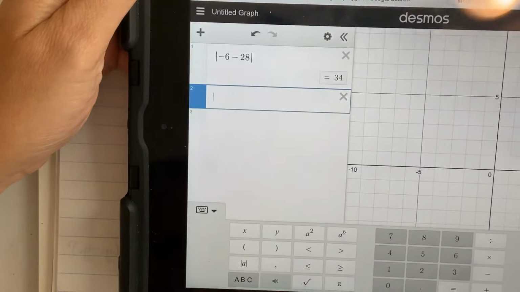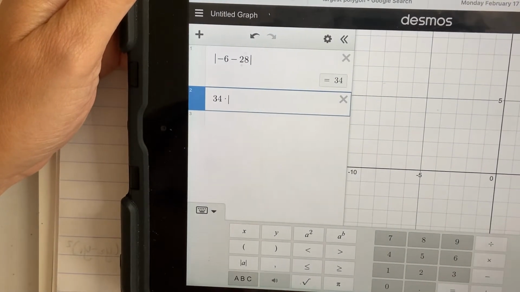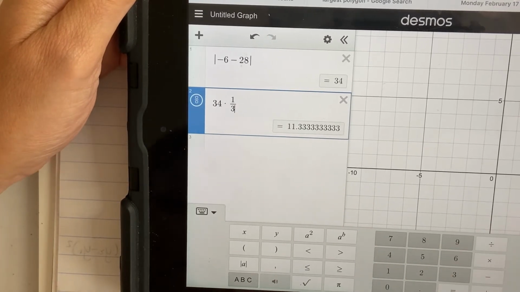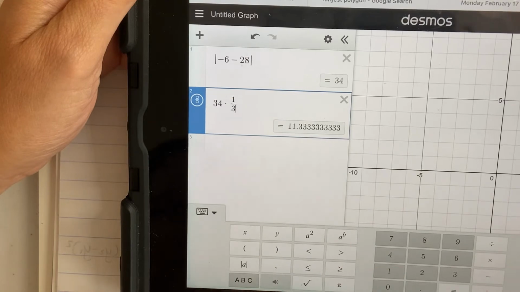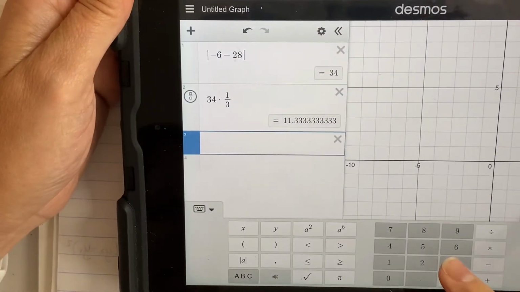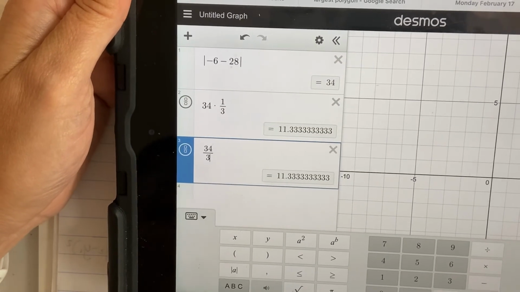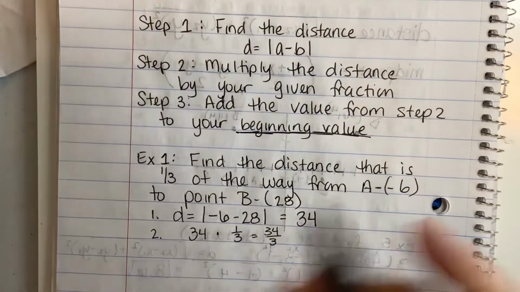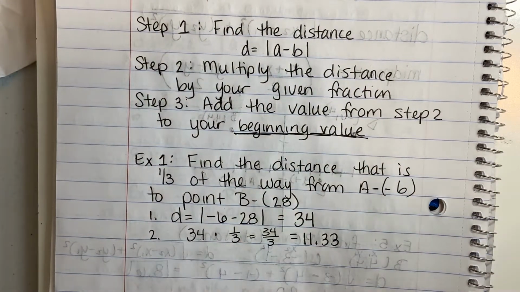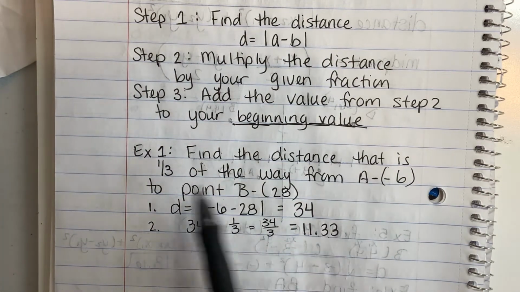So here, 34 times 1 divided by 3. That's how you do a fraction, is divide. And we get 11.333. Now, what I had written is 34 over 3, which is the same thing. And you get 11.33. So no matter what, we get 11.33.